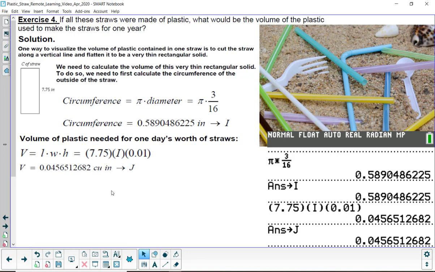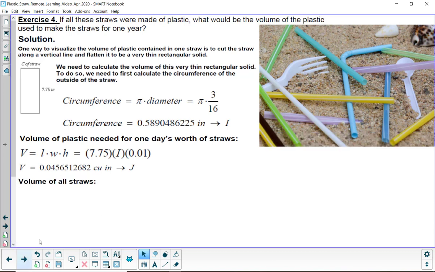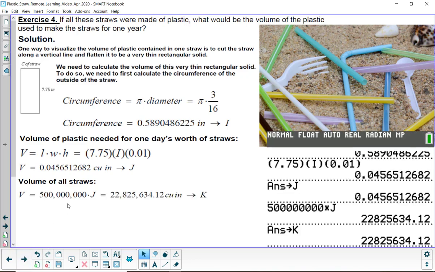And that's what that would look like. Not much volume there in one straw, is it? But we would like the volume of all the straws, so we have to multiply that by 500 million, and that would be the volume for 1 day of straws. And so let's go ahead and do that.